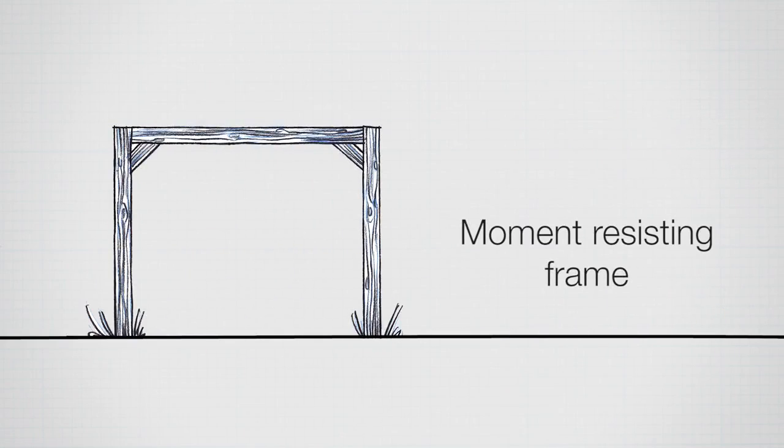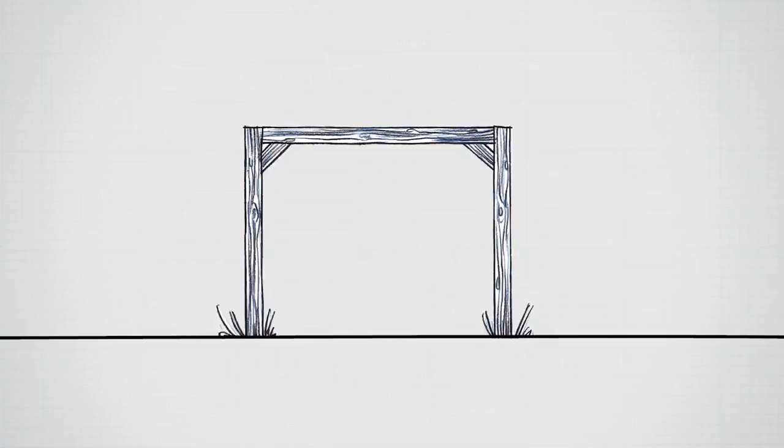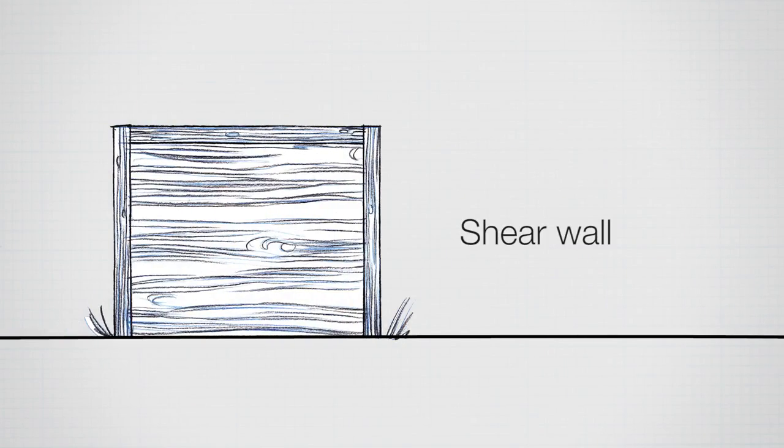We could also use a moment resisting frame, which is really just beams and columns connected in such a fashion that they're a very strong system. They don't have pin connections, they have connections that can resist rotations. You could also use a shear wall, which would be just a solid wall designed to resist the lateral loads. So go ahead and experiment with some different lateral force resisting systems.